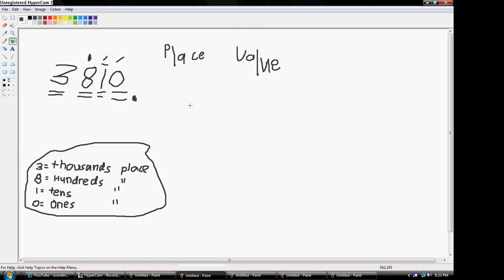First, we need to identify the place values. In here, 3 is the thousands place, 8 is the hundreds place, 1 is in the tens place, and 0 is in the ones place. Here are the place values. Like I said earlier, 3 is in the thousands place, 8 is the hundreds place, 1 is in the tens place, and 0 is in the ones place.